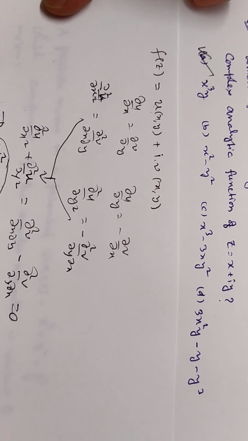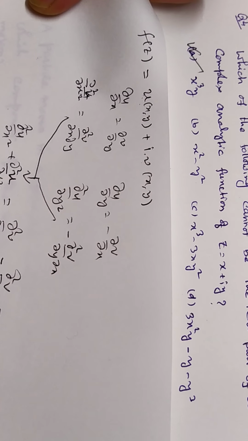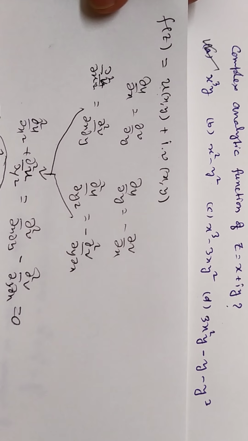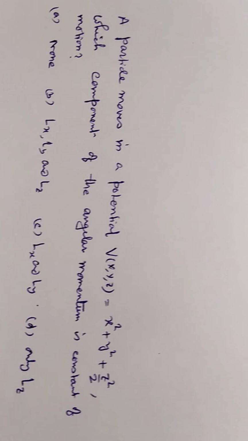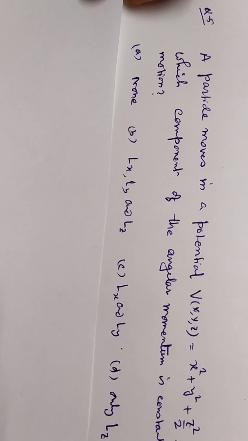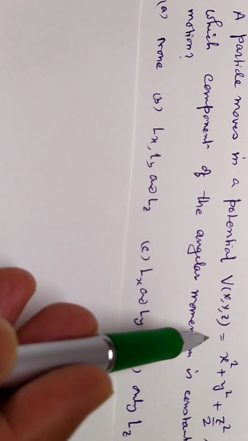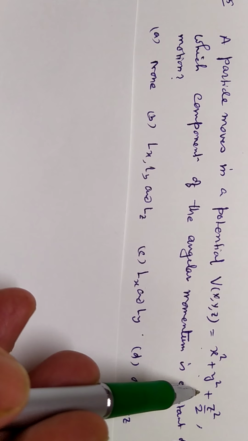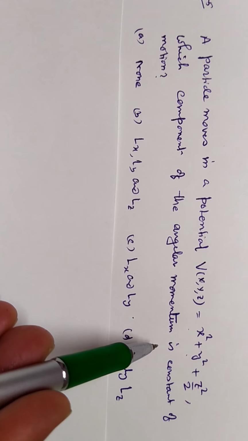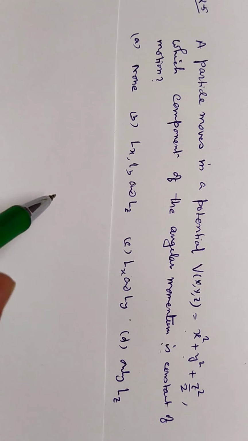Okay, and similarly one can ask for the imaginary part also. For that also you have to do a similar type of test. Okay, now the last problem today that I am going to work out is: a particle moves in a potential which is given like this, x square plus y square plus z square by 2. Which component of the angular momentum is or are constants of motion?